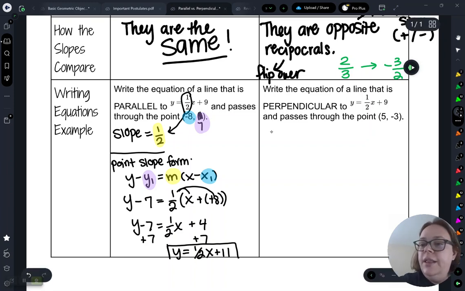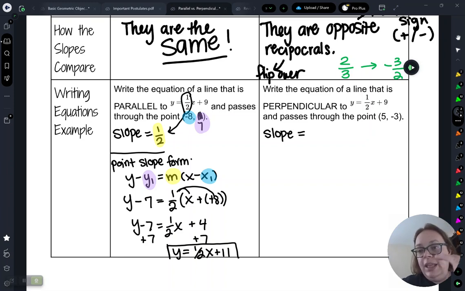Okay, so in this case, our slope is not going to be 1/2. Our slope is going to be the opposite reciprocal of 1/2. So if we take 1/2 and flip it over, you get 2/1. And since it's positive, we need to make ours negative. This is -2/1, or you can just say -2, because dividing by 1 is not necessary. You don't have to write that.